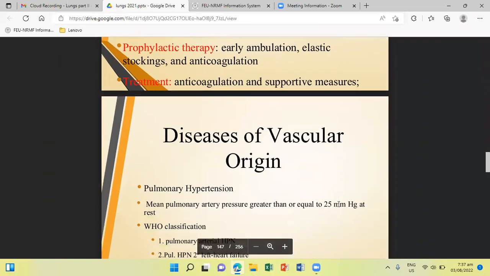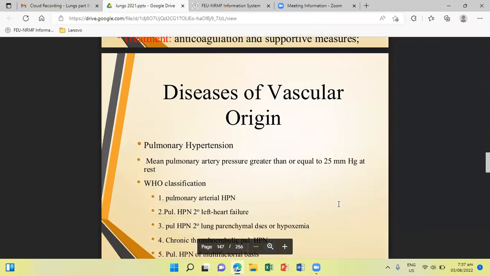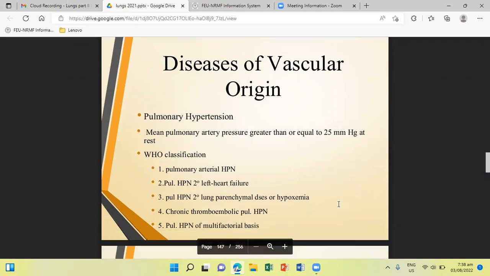Okay, let's go to the next, which is disease of vascular origin. Pulmonary hypertension is defined as a mean pulmonary artery pressure greater than or equal to 25 millimeters of mercury at rest. WHO classified pulmonary hypertension into 5 groups. As enumerated, you have 5 groups in accordance to the WHO classification.